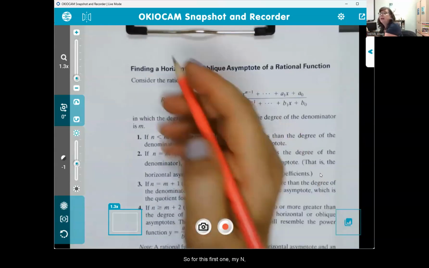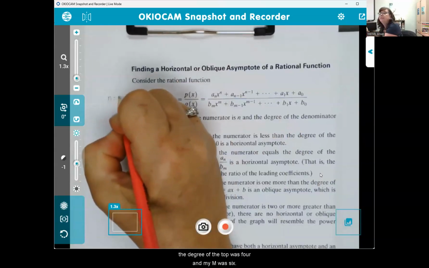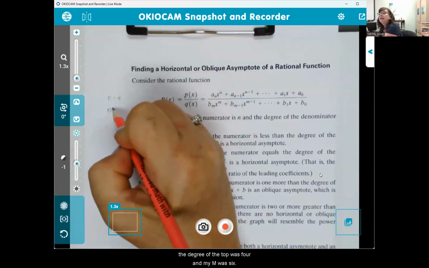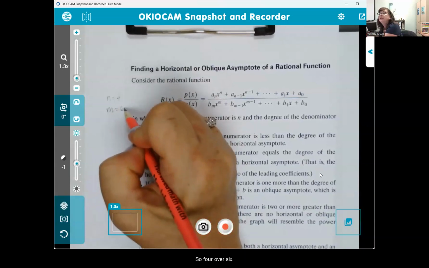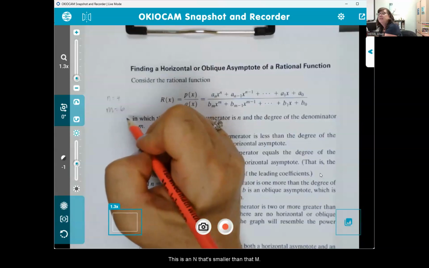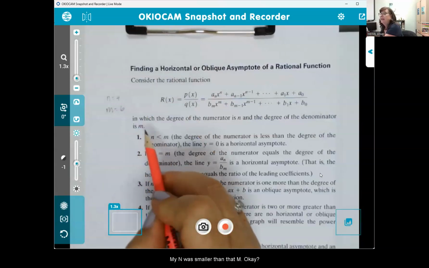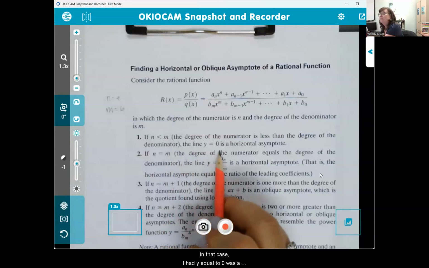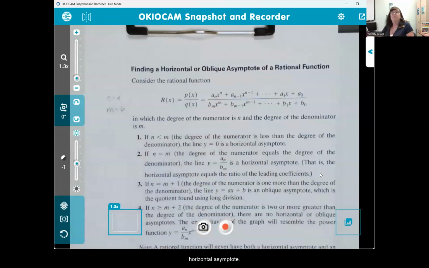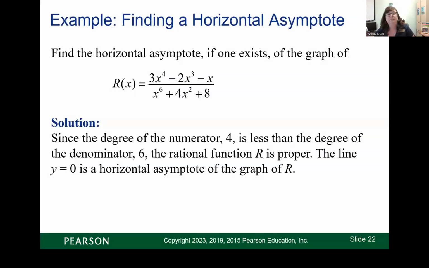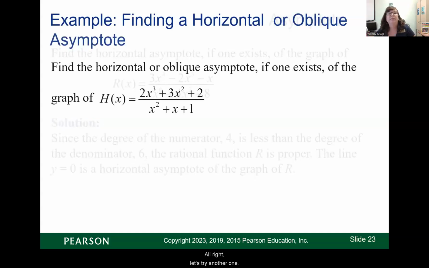So for this first one, my N, the degree of the top, was 4, and my M was 6. So 4 over 6. This is an N that's smaller than that M. In that case, y equals 0 was a horizontal asymptote. That was a super duper easy one. All right, let's try another one.